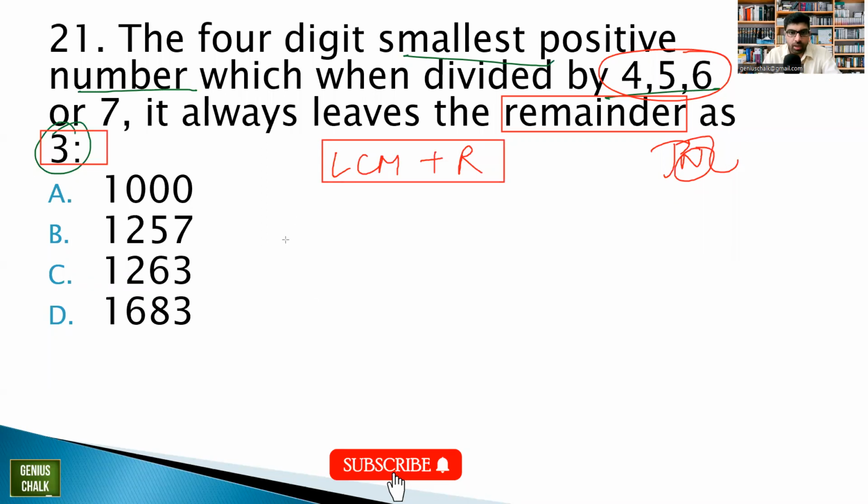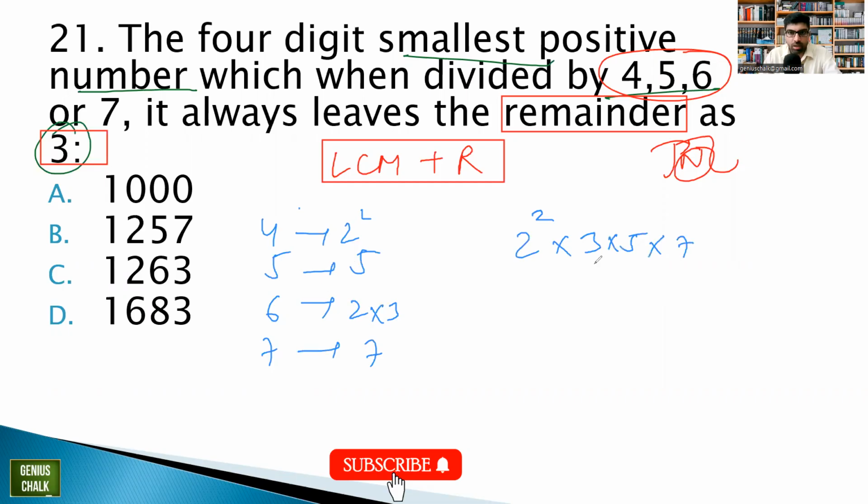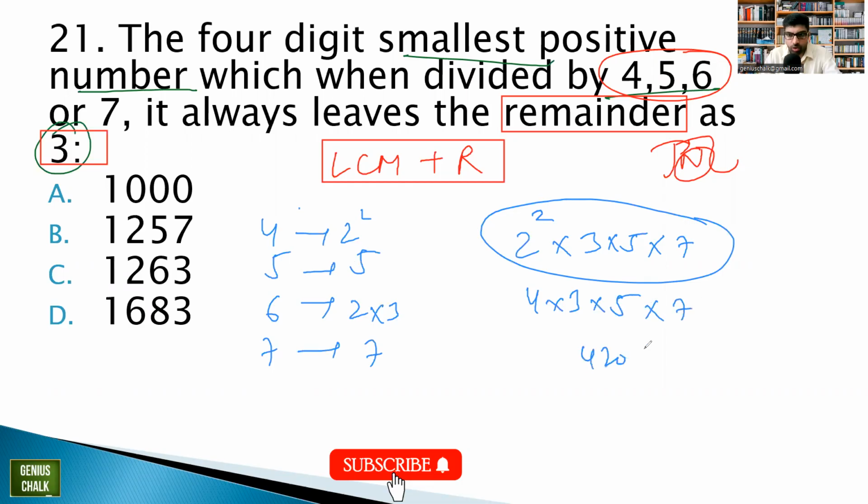Okay, so what is the LCM of 4, 5, 6, and 7? So 4 is 2 square, 5 is a prime number, 6 is 2 into 3, and 7. If you see, the highest power of 2 is 2, then 3, then 5, then 7. So it should be 4 3s are 12, 5s are 60, 7s are 420. So 420 is my LCM, and what is the same remainder?